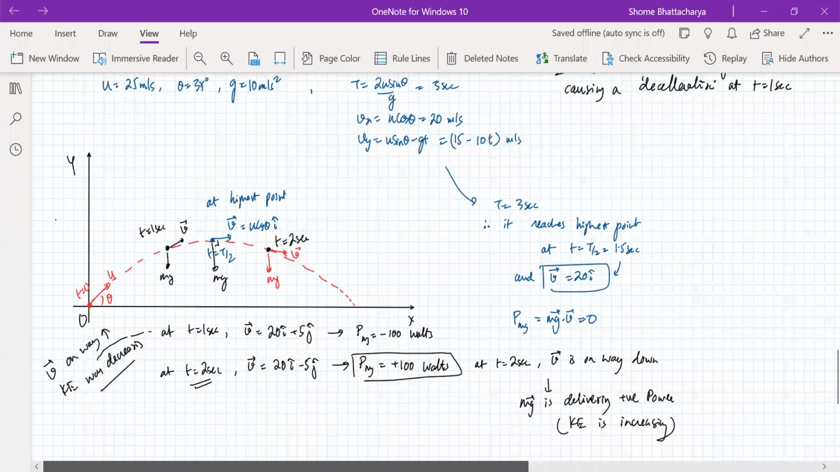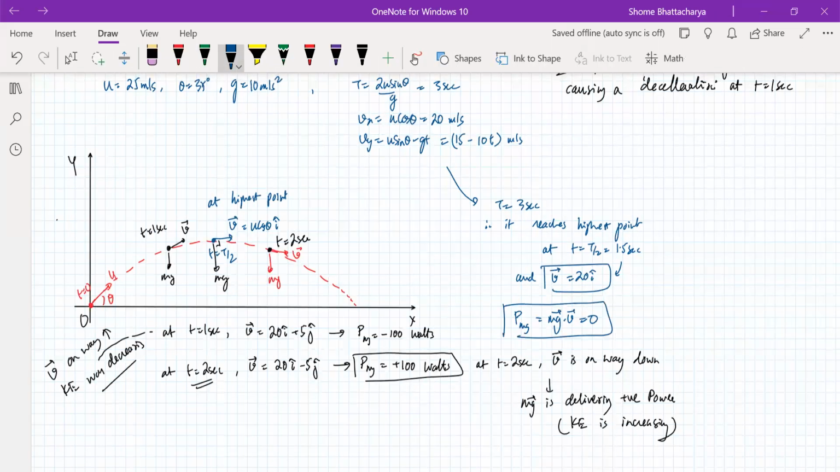This is the power delivered at the highest point. What happens at the highest point is that V becomes horizontal. Just at that instant, the instantaneous velocity is horizontal. So V is perpendicular to the gravitational force. So power becomes zero. Whereas t equal to 1 second was before it reached the highest point, so it was negative power. t equal to 2 seconds is after it has crossed the highest point, so by now mg is delivering positive power because kinetic energy is again increasing.